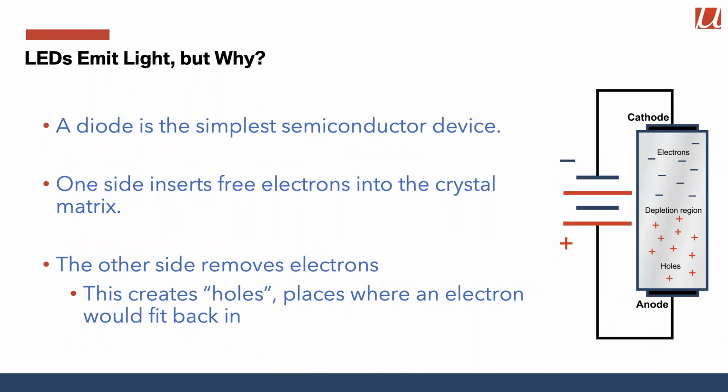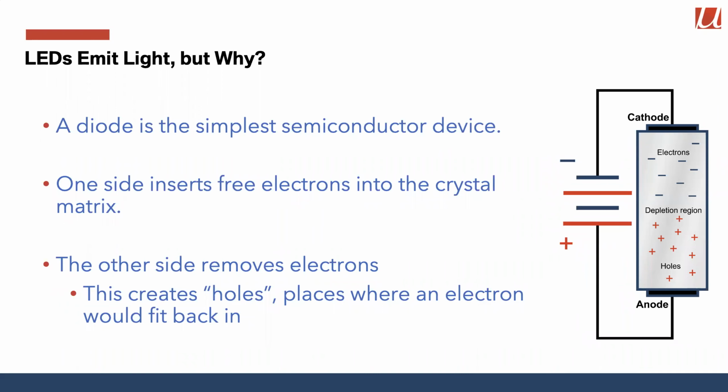So let's look at a diode. Light-emitting diodes might emit light, but why? Well, first of all, a diode is the simplest semiconductor device. We start off with a crystal of pure silicon. On one side, we dope that, or put in a contaminant, that makes it easier for that side of the silicon to emit electrons when we connect them up to a battery.